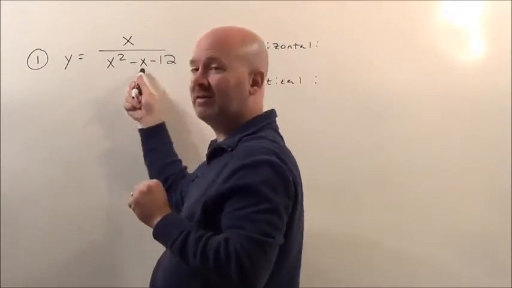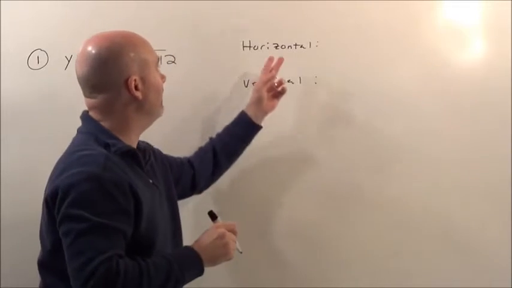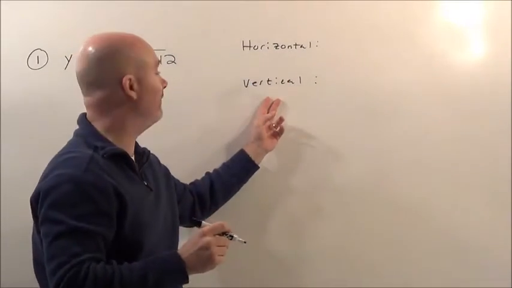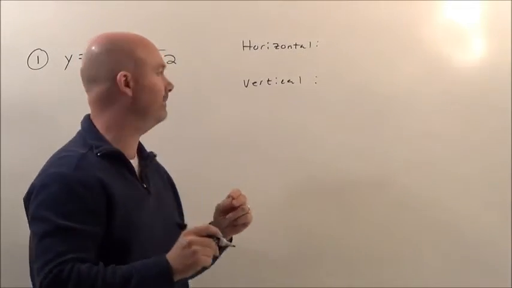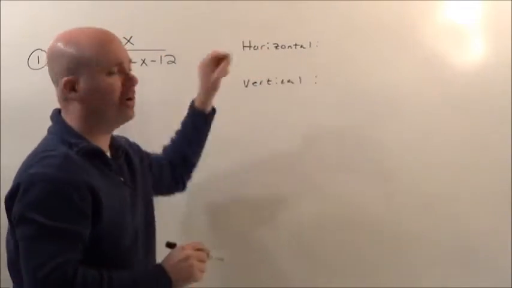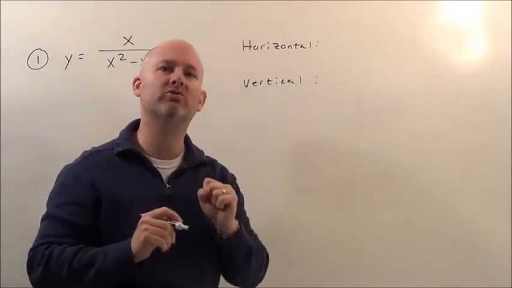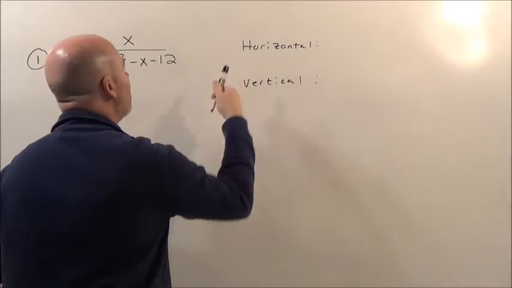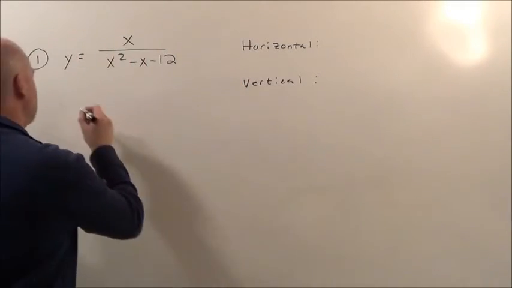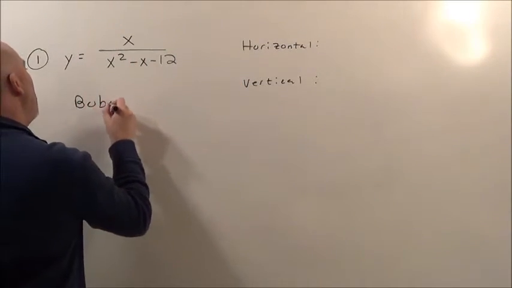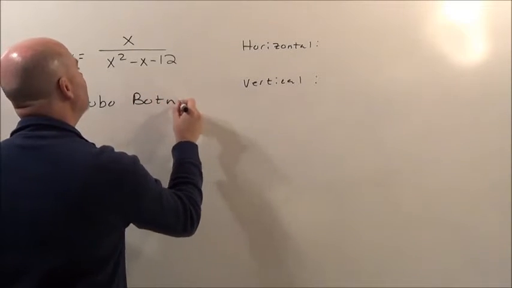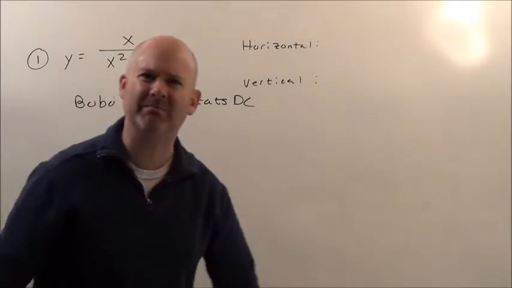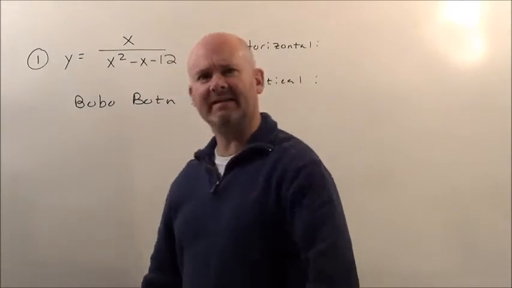Here we want to figure out with this graph whether it has a horizontal asymptote and what its vertical asymptote would happen to be. Well, horizontal. Let's talk about that one first. Here's what we're going to learn. Whenever we think of horizontal, we have this expression that I taught you. It says Bobo Botten eats DC.